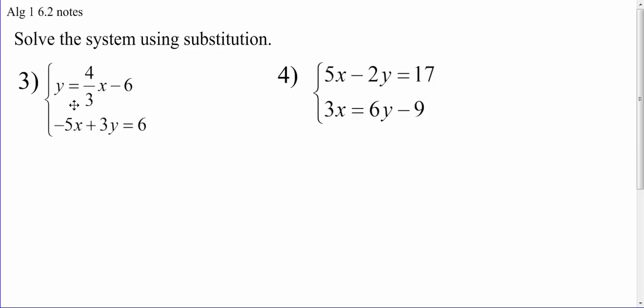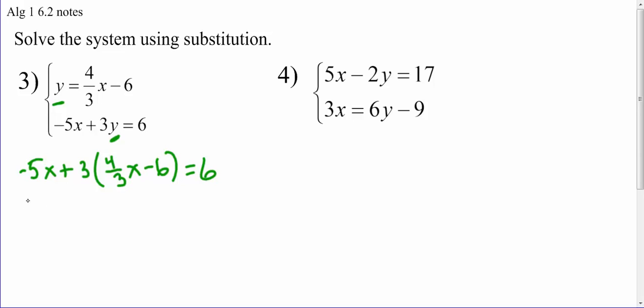Let's go ahead and look at number 3 here. Y equals 4/3 x minus 6. Notice that we have a y value here that's defined for us as 4/3 x minus 6, and then I'm going to plug that in for the y that's down here. So my second equation, I'm going to rewrite it. It's going to be negative 5x plus 3. Now instead of writing y, I'm going to write what y was equal to. Again, that equal sign means the left and right side of that equation are exactly the same. So negative 5x plus 3 times 4/3 x minus 6 equals 6. So all I did was trade a y for 4/3 x minus 6.